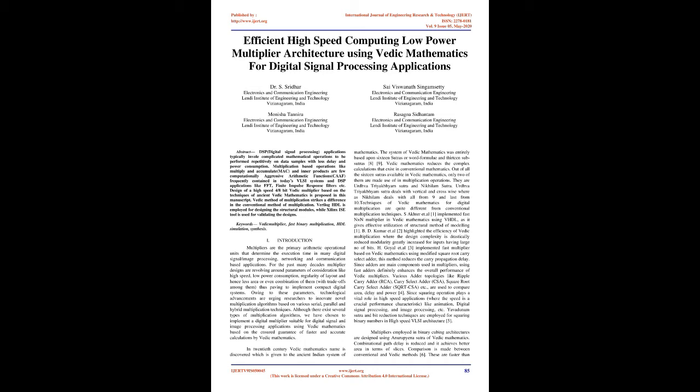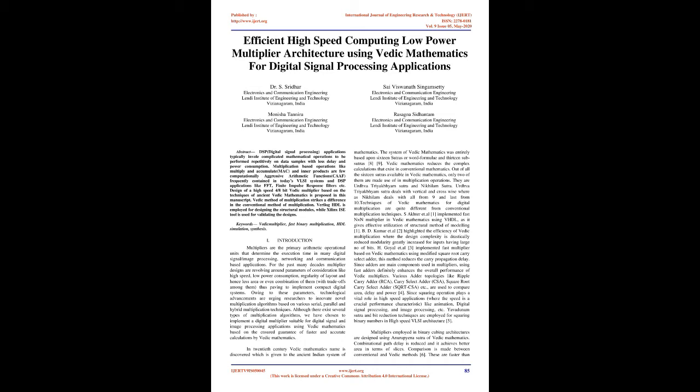Design of a high-speed 4/8-bit Vedic multiplier based on the techniques of ancient Vedic mathematics is proposed in this manuscript. Vedic method of multiplication strikes a difference in the conventional method of multiplication. Verilog HDL is employed for designing the structural modules, while Xilinx ISE tool is used for validating the designs. Keywords: Vedic multiplier, fast binary multiplication, HDL simulation, synthesis.